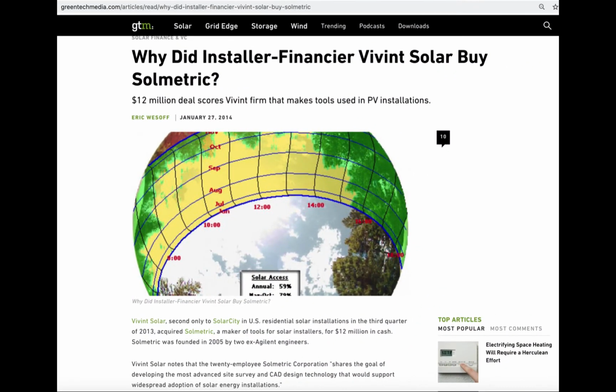One thing that happened with Solmetric a number of years ago is they got bought up by Vivint Solar. Vivint Solar is one of the top residential solar installers in the United States. Vivint Solar took the Solmetric off the market for a while, so most of their competitors had to scramble, and they figured out ways to calculate shading without the Solmetric. Some people think it might have been revenge.